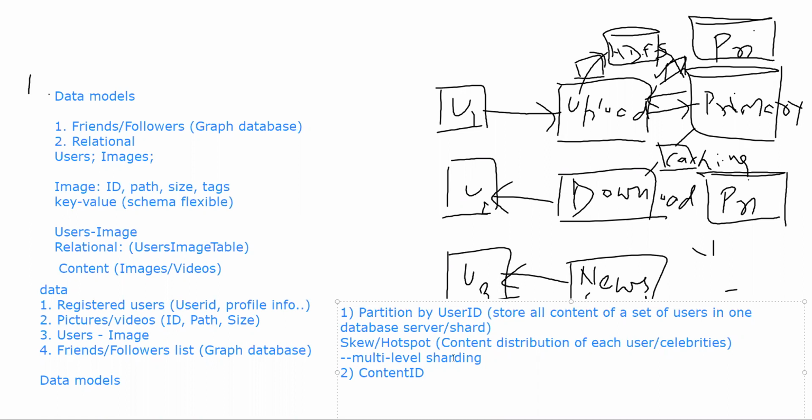So let's say you are splitting by content ID. How will it look? Yeah. Essentially, I'm saying all the pictures with IDs in the range, let's say up to 100, will reside on server one, and then pictures with IDs greater than 100 up to 1,000 on server two, and so on.